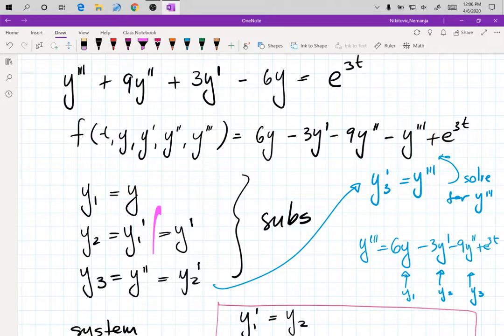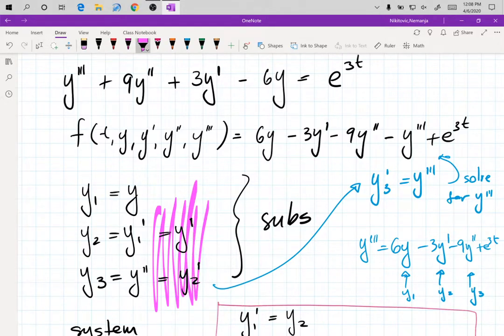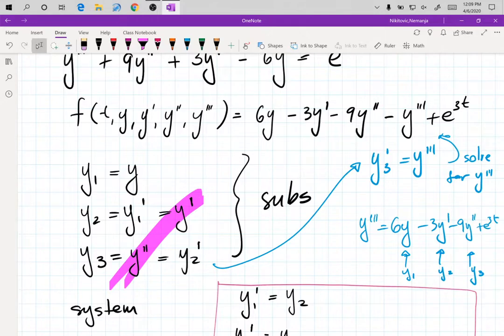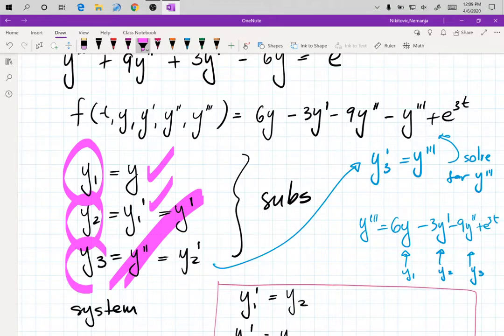So we're not using this part at all in our equations other than to tie it back, right, to the original problem. Because all I need to do is to define that y1 is y, y2 is y1 prime, and y3 is y2 prime. Right? That's all I'm doing.